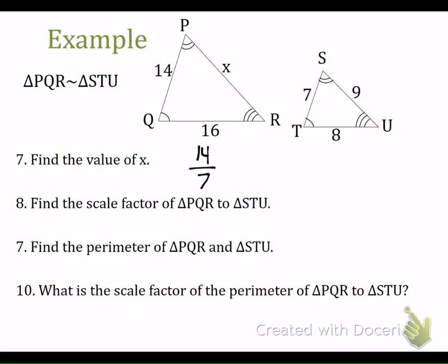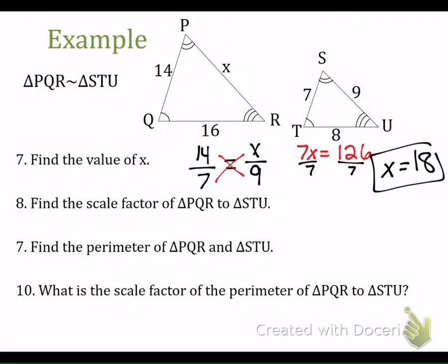14 over 7 equals x over 9. Cross multiply. So 7x equals 126. Thank you. And then divide 126 by 7. So x equals 18. That's my first answer. Questions on that one?